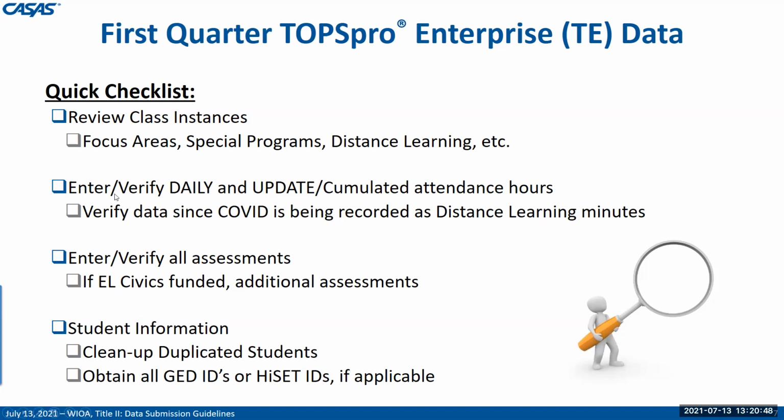All right, so enter or verify all the attendance hours. If you have daily update or accumulated attendance hours, go ahead and verify all of these class records so you can have your students listed accordingly. Here it says verify data since COVID is being recorded as distance learning minutes. Since COVID-19, everything changed. So if you have distance learning classes, if you have students doing classes from home or doing some homework, you're counting that as distance learning, go ahead and verify all that information from your classes as well.